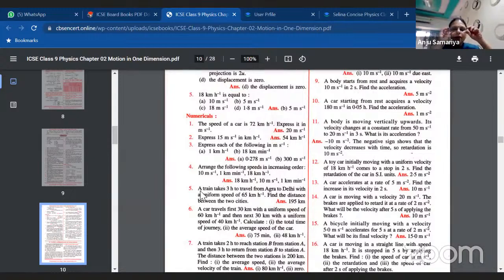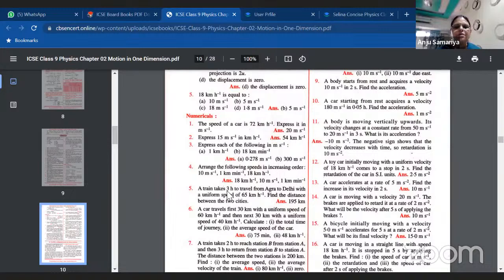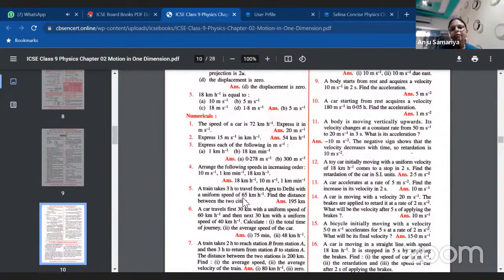Question number 5, have we done? In this, we have to convert the speed into meter per second. No need, because time is also in hour, and the speed unit is also kilometer per hour. So you can get the distance in kilometers. Because then you have to convert it into seconds, so it will be very tedious. So 65 into 3.